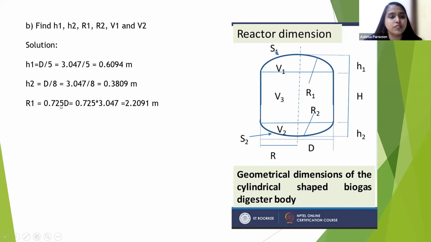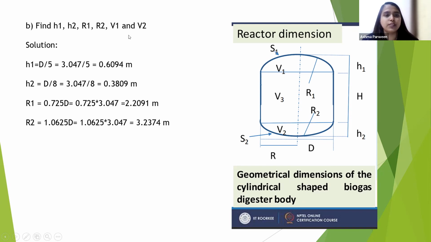R1 is 0.275 T times 0.725 times the diameter of the cylindrical portion, and it will come out to be 2.2091. And R1 is 1.0625 into D, that will be 3.2374 meters. I forgot to ask you for V1 and V2, so I'll give you 1 more minute to find out the volume of the top head and the volume of the bottom head.